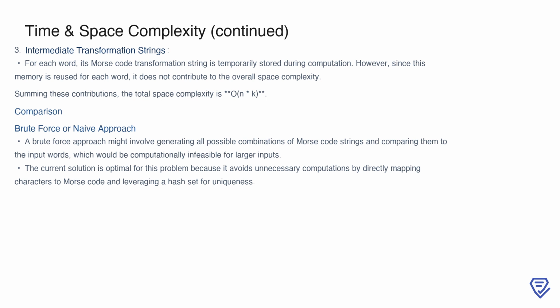comparing all possible combinations of Morse code strings against the input words. This could quickly become computationally infeasible as the input size grows. The current solution is far more efficient because it directly maps characters to their Morse code equivalent and leverages the efficiency of a hash set to ensure uniqueness, avoiding redundant computations.